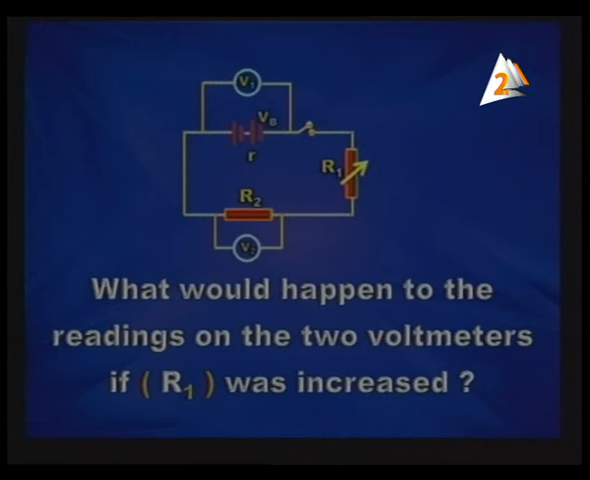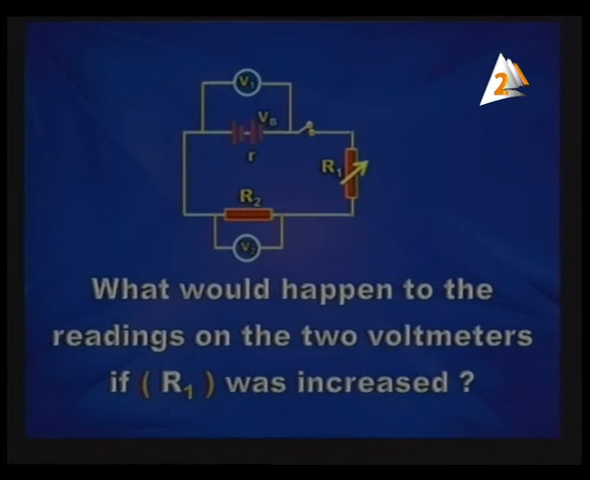And now we've got a question in front of you. We've got a circuit. We've got a cell, EMF of the cell is VB, internal resistance is small r. And we've got two resistances. R1 is a variable resistance, R2 is a fixed resistor. And we've got two voltmeters, V1 and V2. V1, as a matter of fact, reads terminal voltage, but V2 reads the voltage just across R2.